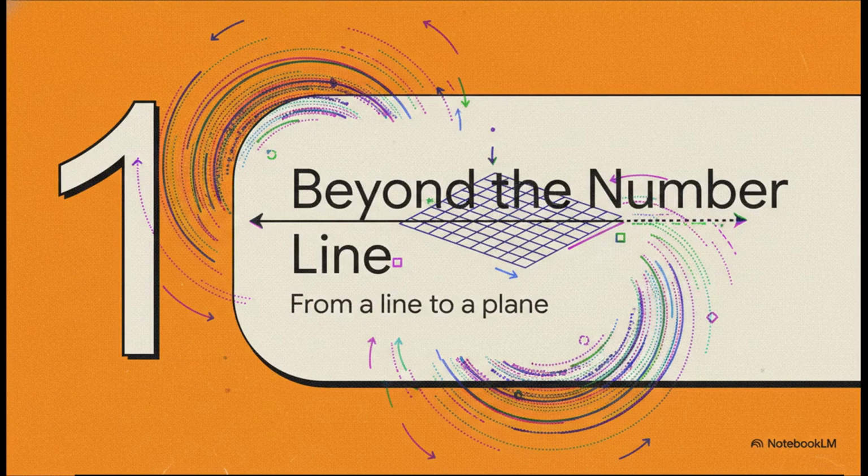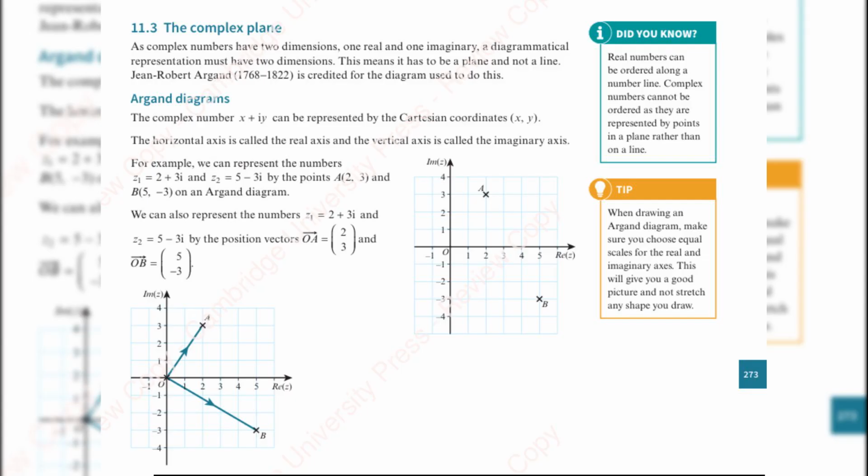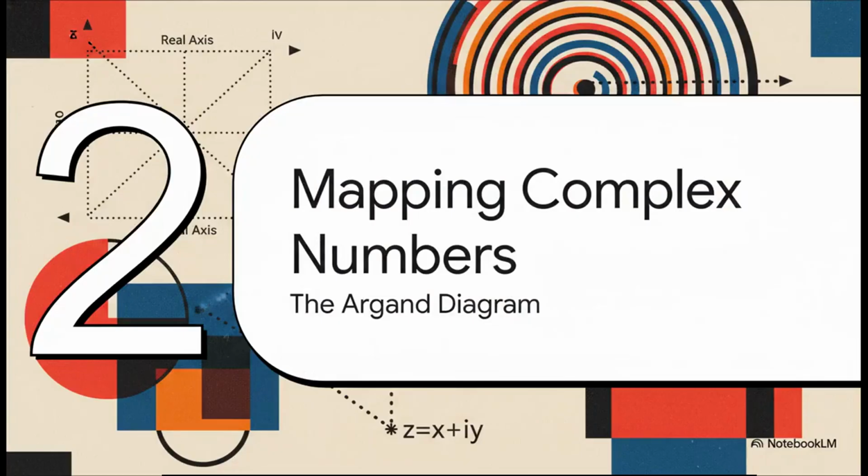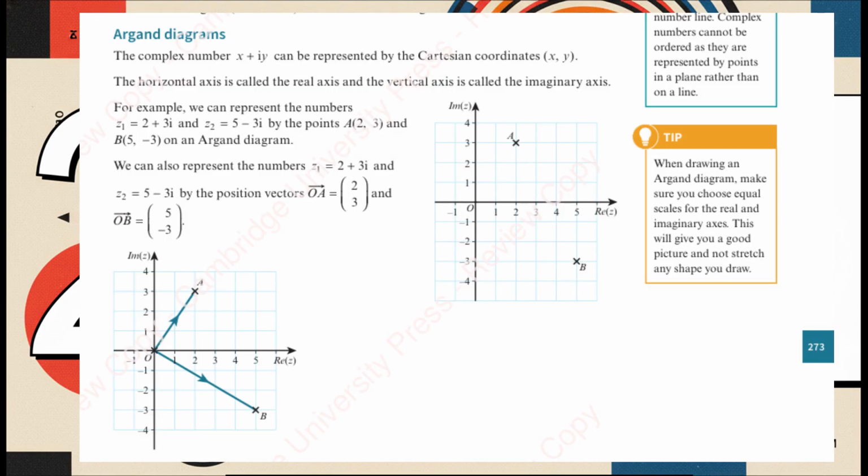Moving beyond the number line. We've figured out that complex numbers just need more space than a single line can give them. This jump, this conceptual leap from one dimension to two, is really the key to unlocking everything that's cool about them. So how do we visualize this new space? How do we map it out? Well, for that, we turn to a fantastic tool called the Argand diagram, named after the mathematician Jean-Robert Argand. Just think of it as our GPS for the complex world.